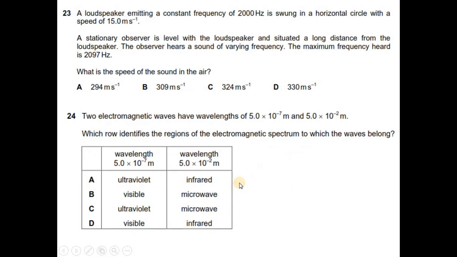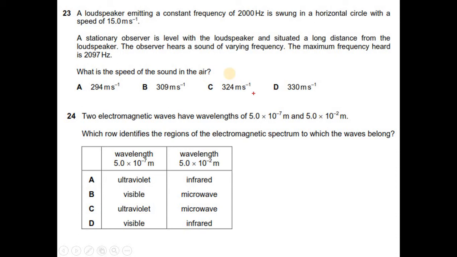A loudspeaker emitting a constant frequency of 2000 hertz is swung in a horizontal circle with a speed of 50. A stationary observer is level with the loudspeaker and situated a long distance from the loudspeaker. The observer hears a sound of varying frequency. The maximum frequency heard is 2097 Hz. What is the speed of the sound in the air?